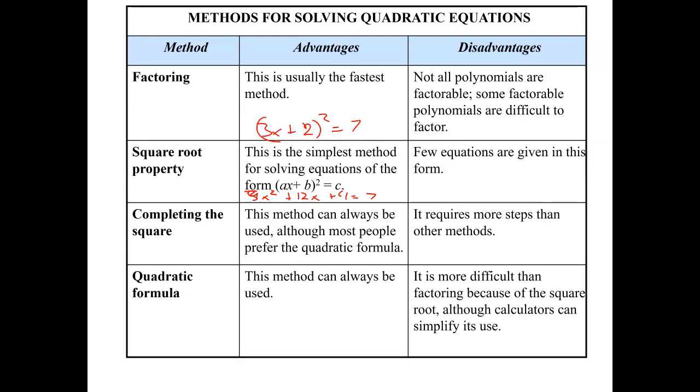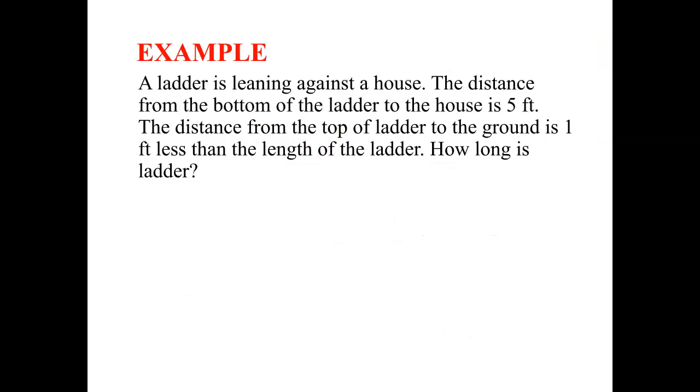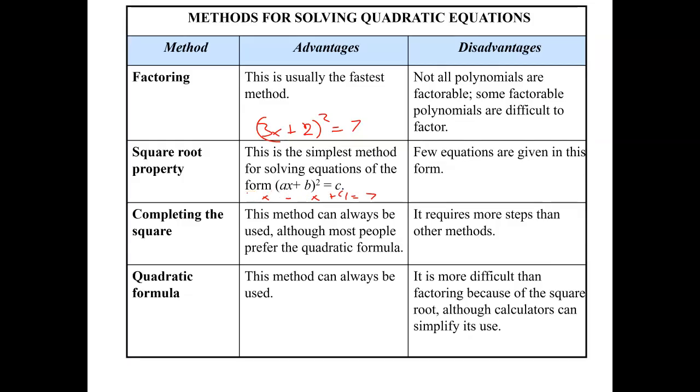You're doing way too much work. Square root property is there for this situation. When you have a quadratic in vertex form, square root both sides, solve from there, plus or minus. Problem is, most equations aren't given in that form. It's rare that they show up like that.